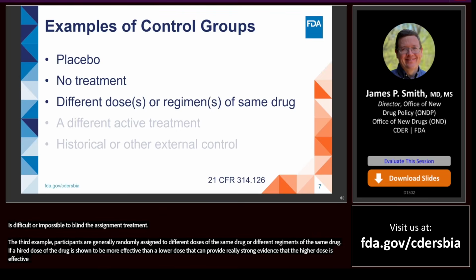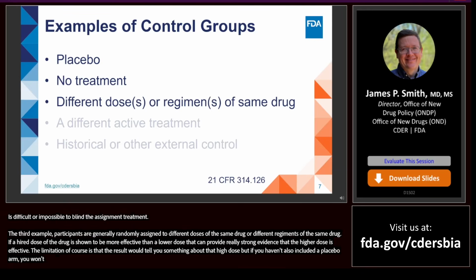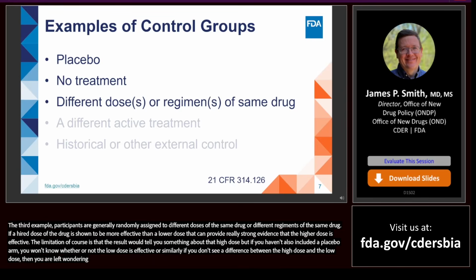Or similarly, if you don't see a difference between the high dose and low dose, then you're left wondering, are they both effective or are they both ineffective? For these reasons, it can be beneficial to include a placebo arm, which then provides information about a dose of 0, if you will.